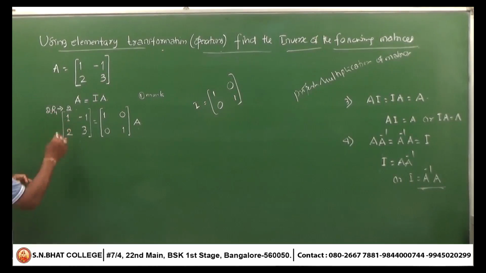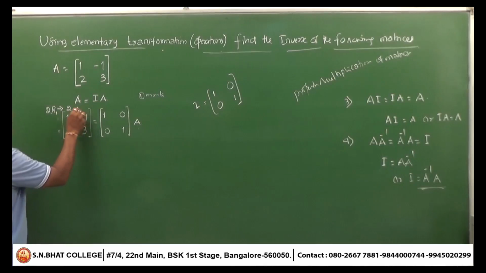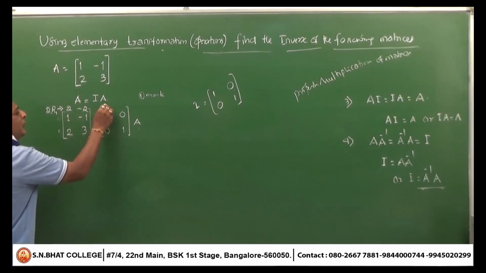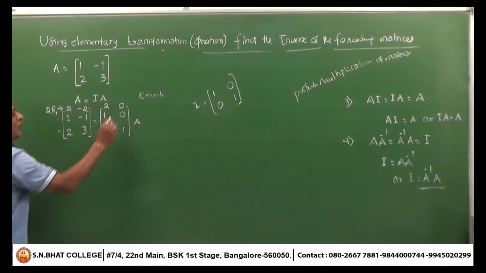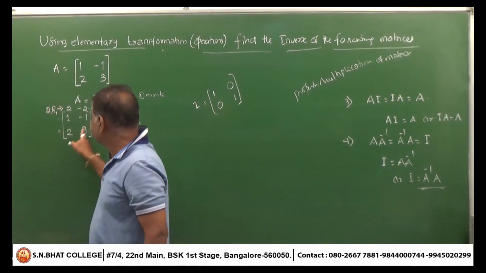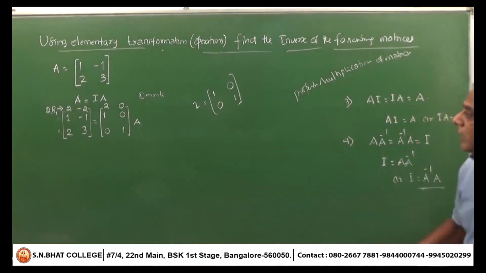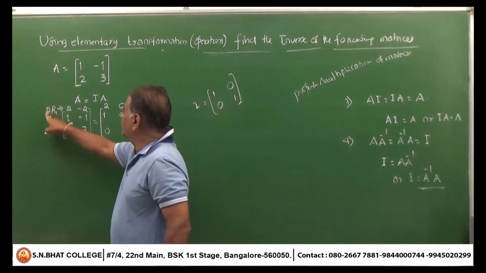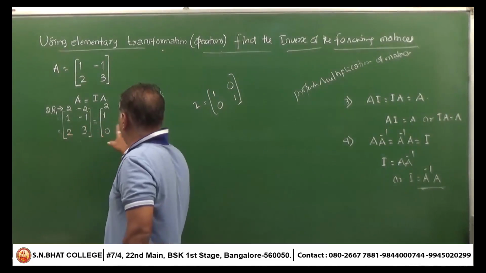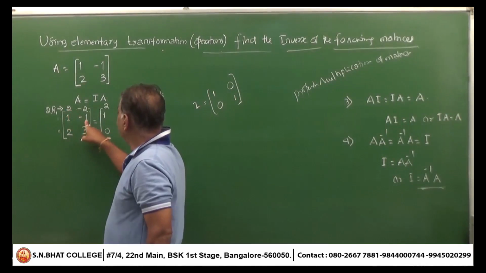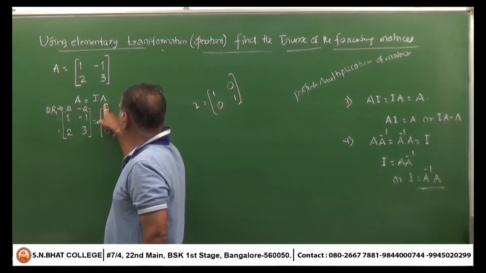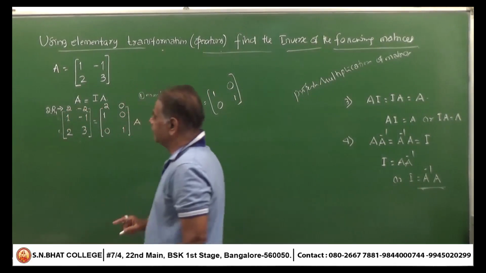This is R1. This is R2. Multiply R1 by 2, that is 2R1. 2 into 1 is 2, 2 into minus 1 is minus 2, 2 into 1 is 2, 2 into 0 is 0. In the previous step, you have to calculate 2R1, that means multiplying R1 by 2.